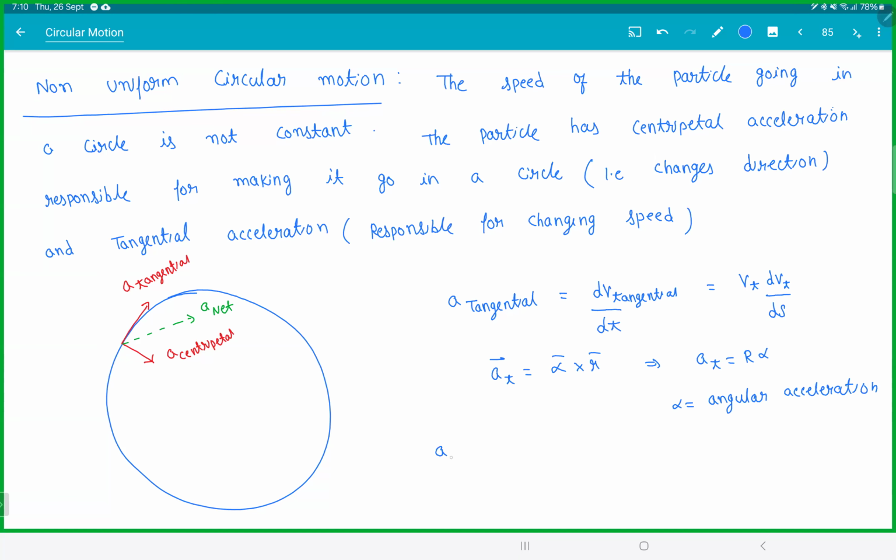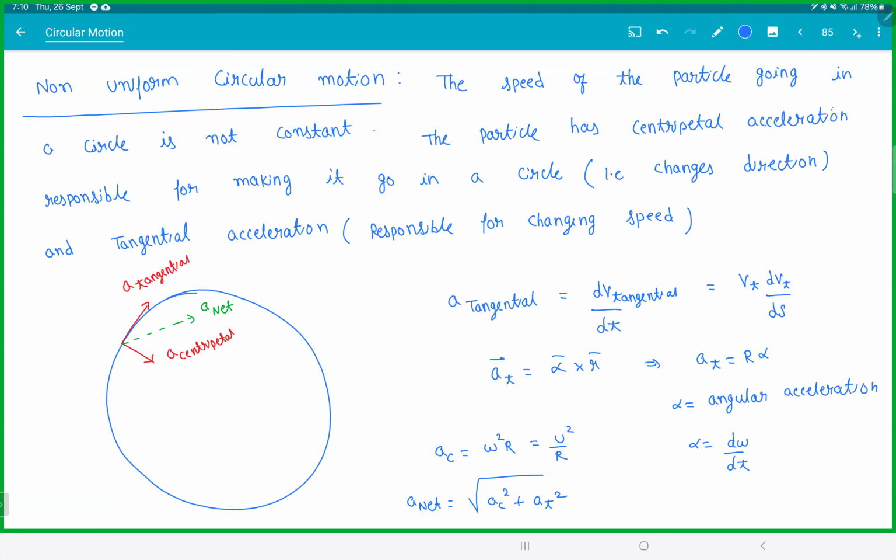And as usual, what is a centripetal? A centripetal is omega square r. And what is omega? Interestingly, alpha is d omega by dt. So they are related in a way. If you want to find the net acceleration, since both are perpendicular, it will be root over a centripetal square plus a tangential square.